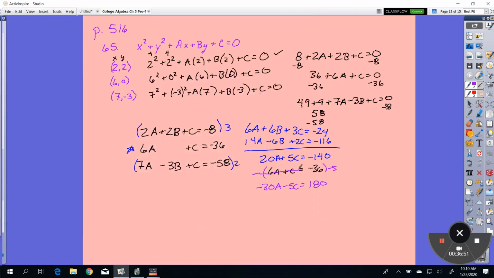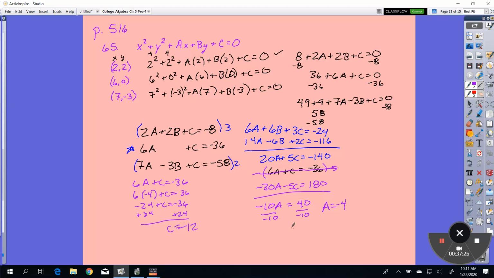So that's kind of been replaced with that. So 20 minus 30 is negative 10a. 180 minus 140 is 40. Divide it by negative 10, and a equals negative 4. So now I can plug that into the middle. So 6a plus c equals negative 36. So 6 times negative 4 plus c equals negative 36. So that's negative 24. Plus c equals negative 36 plus 24. And I get that c equals negative 12.